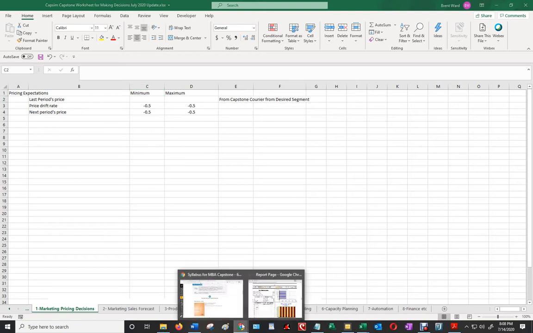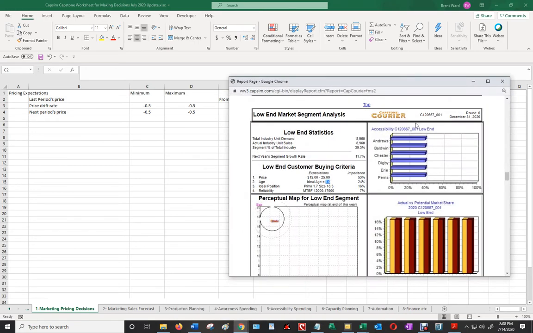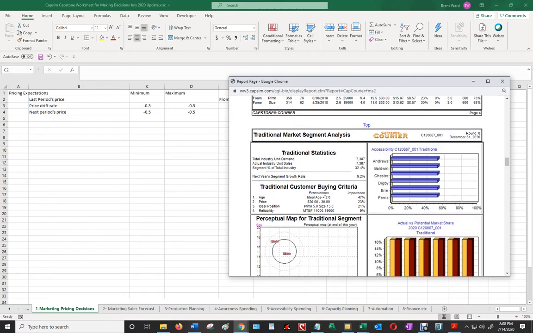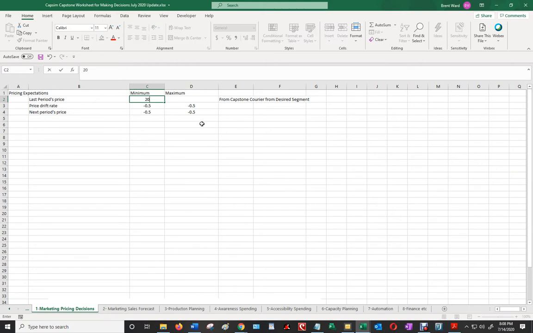So what I'm going to do is go into my Capstone Courier, and see what my traditional segment expectations were. Price was between $20 and $30 last time. 20 and 30. That means that for the next period's acceptable price, to make the most sales possible, I've got to have my price between 19.5 and 29.5. If I'm above 29.5, I'll still make sales, but not nearly as much as if the price is cut a little lower, to the 29.5 level.